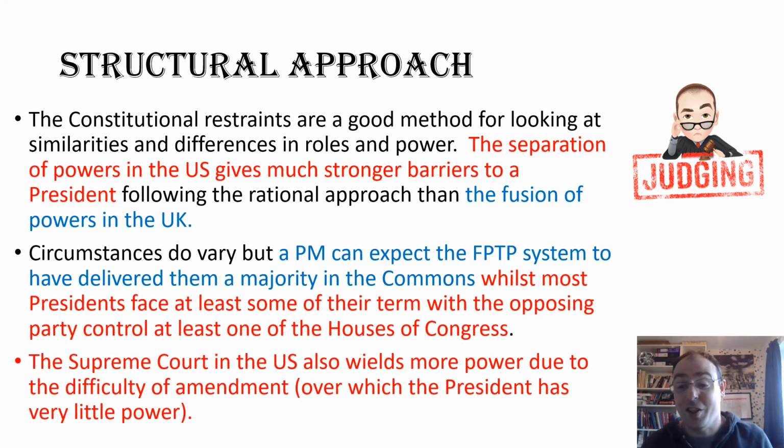The other structural difference is not only to do with the legislature, it's also to do with the judiciary. The Supreme Court in the US also wields much more power due to the difficulty of amendment and the circumstances in which Supreme Court judges are appointed. So if a Supreme Court judgment goes against the president, there's not a huge amount they can do about it. Whereas if a Supreme Court judgment goes against a UK Prime Minister, if they're really determined, then there is, because they can pass Acts of Parliament and they can get it all changed.